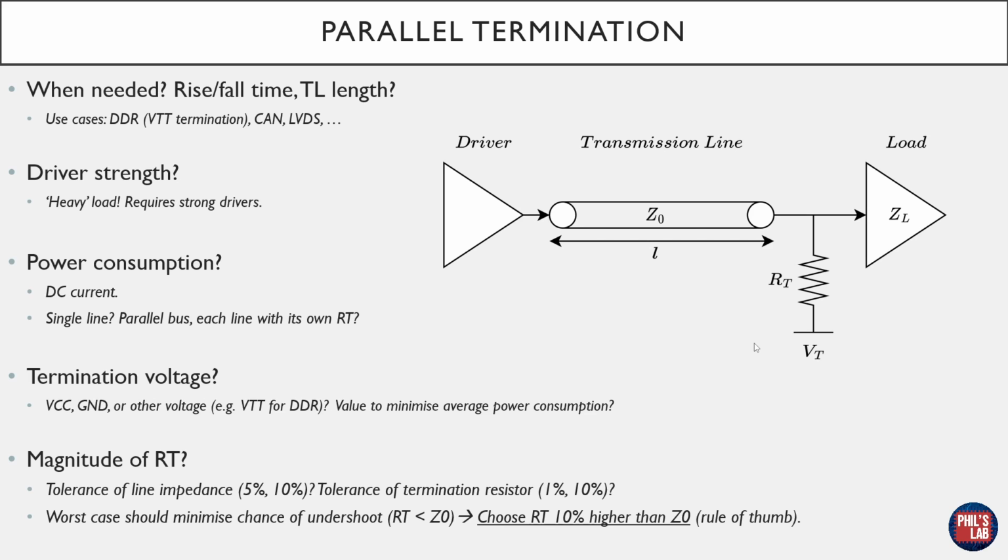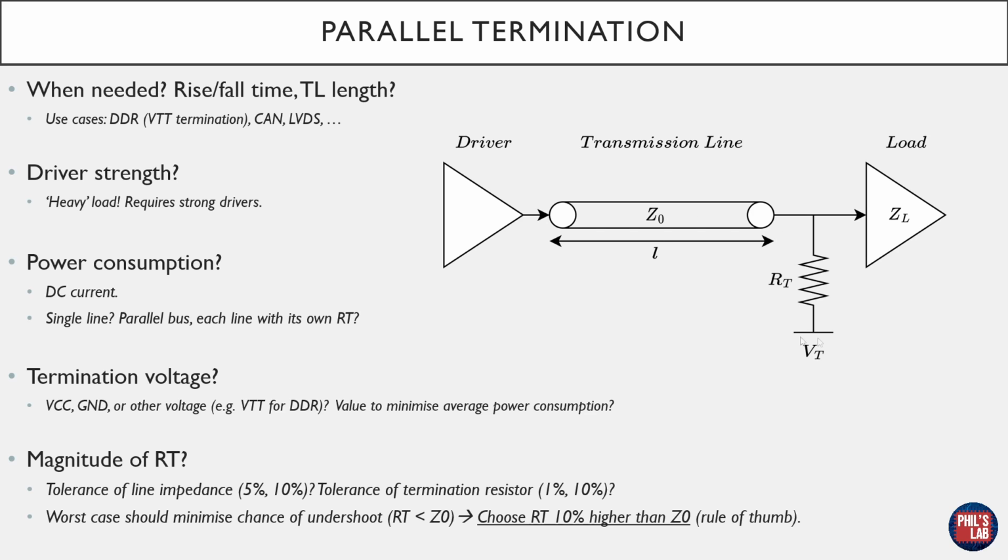Another question is, of course, then what the termination voltage needs to be. Is it VCC, so whatever the logic level high is, or is it ground, or is it some other voltage? For example, a VTT voltage for DDR memory. We might want to choose this VT, this termination voltage, to minimize the average power consumption. And this entirely depends on the bus or the signaling you're dealing with, where you tie this voltage to. And we'll look at some DDR memory examples at the end of this video.